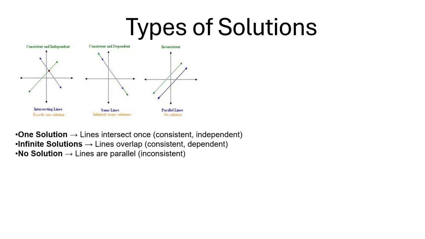These are the types of solutions we're going to see throughout our graphing, because we do graph. We're going to see one solution, which is lines that intersect once, and this is consistent and independent. We have infinite solutions, which is lines that overlap, and we call this consistent dependent. And then no solutions, where lines are parallel, and these are inconsistent.